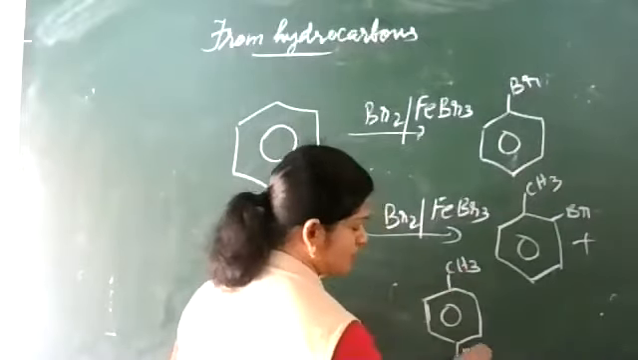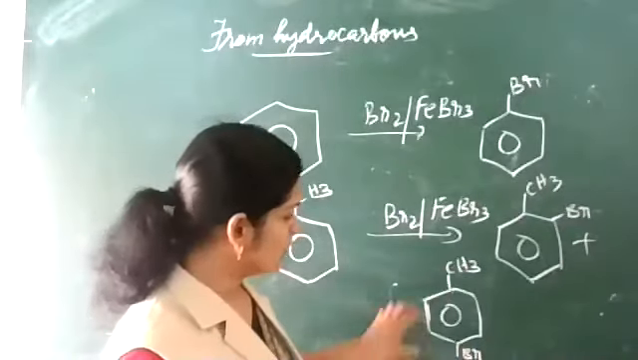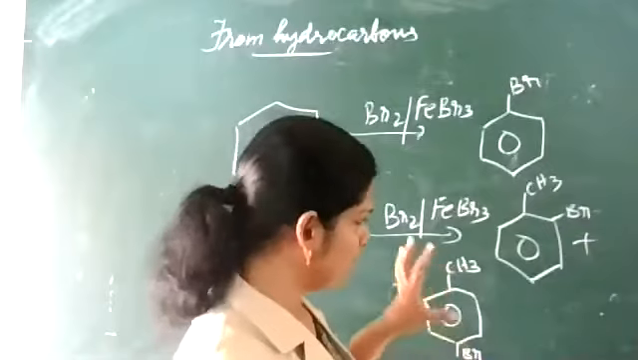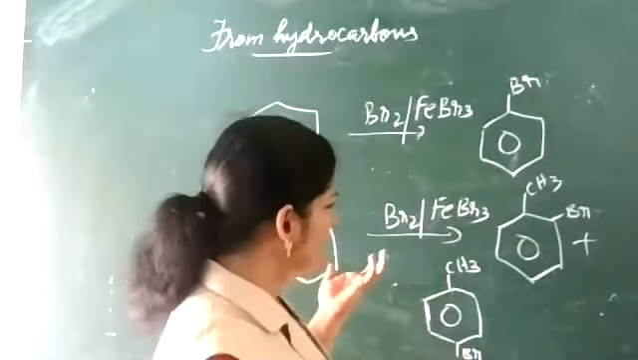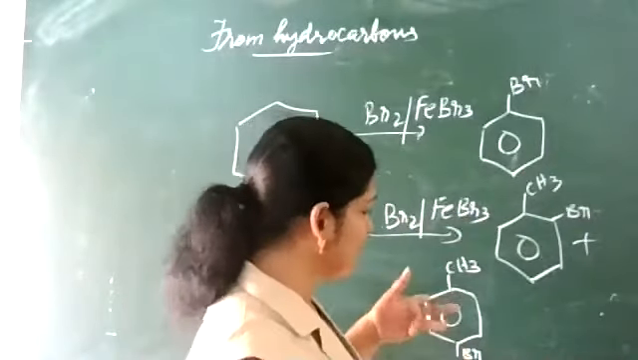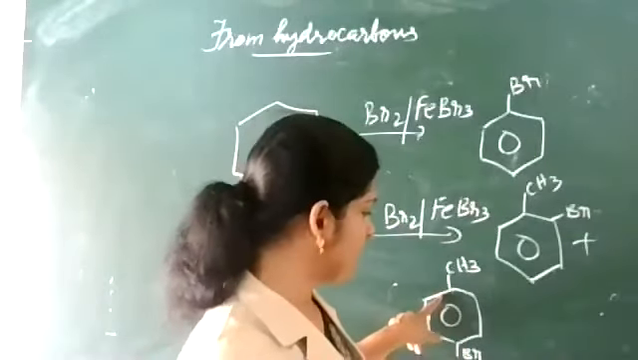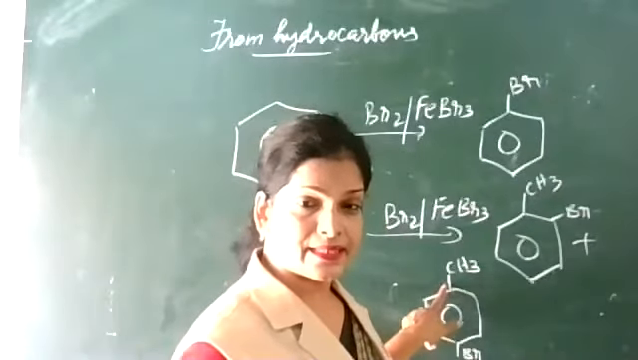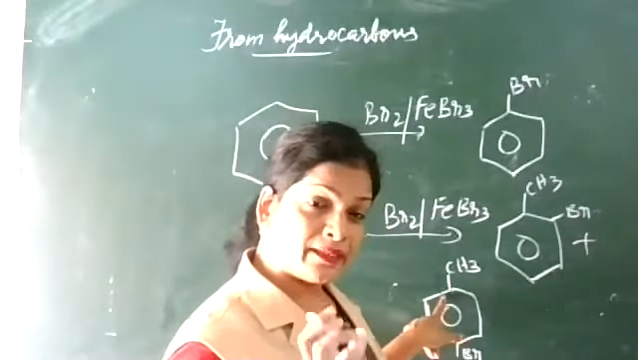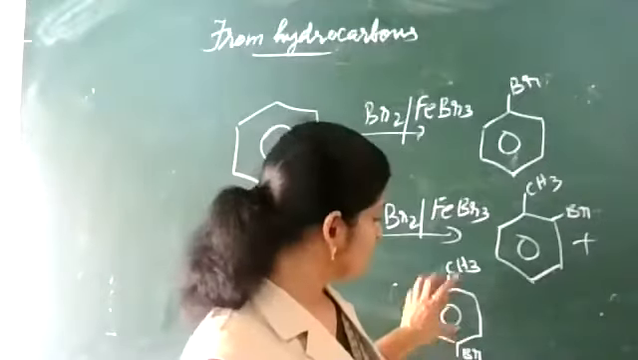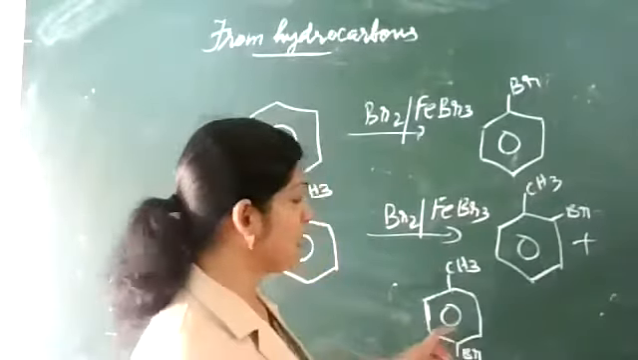They can be separated by fractional distillation. If in solid state, by checking the melting points, you can separate them. The para isomer will have a higher melting point due to its symmetry and better packing. So many molecules of this type pack with high packing efficiency. So this is very well packed. To disturb them, you have to supply more heat energy, so its melting point will be higher.